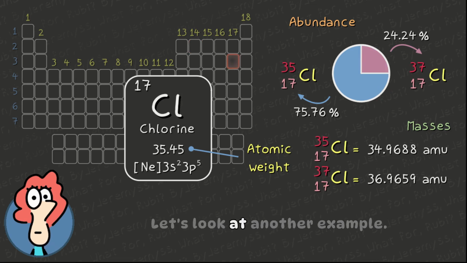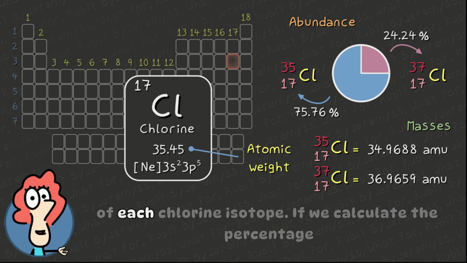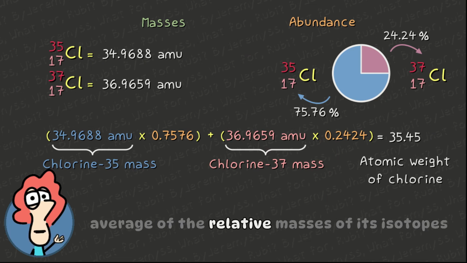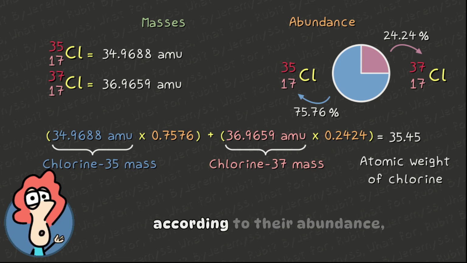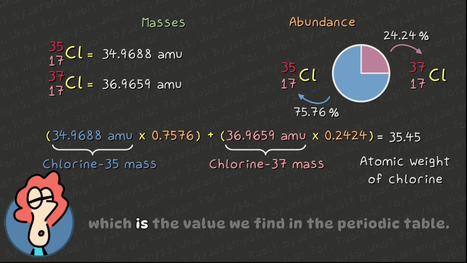Let's look at another example. For the element chlorine, the abundance of chlorine-35 is 75.76%, and chlorine-37 is 24.24%. We also have the relative atomic masses of each chlorine isotope. If we calculate the percentage average of the relative masses of its isotopes according to their abundance, we get an atomic weight of 35.45 AMU, which is the value we find in the periodic table.